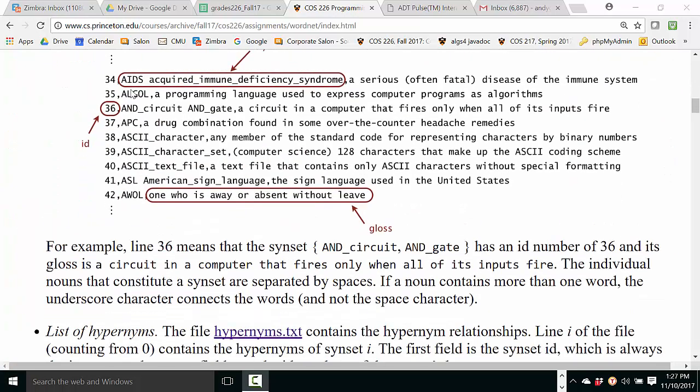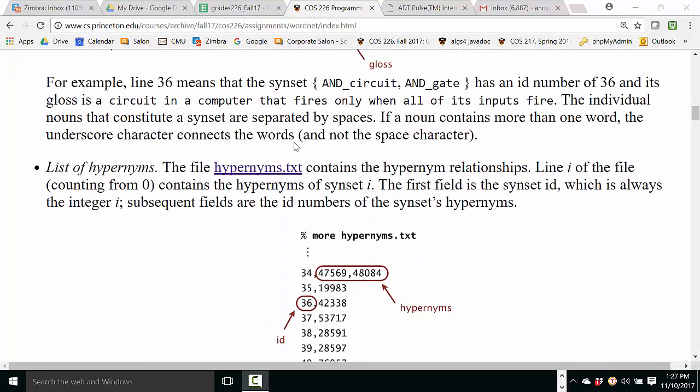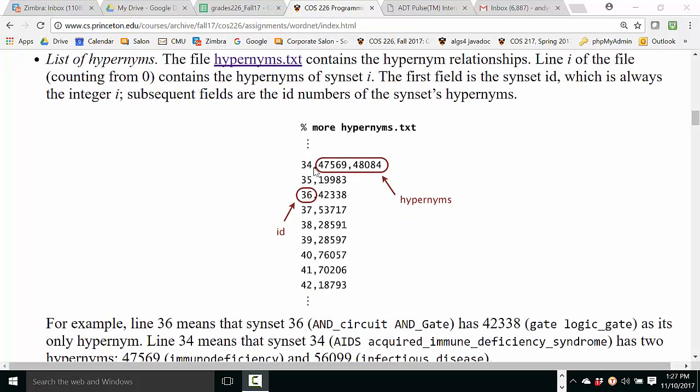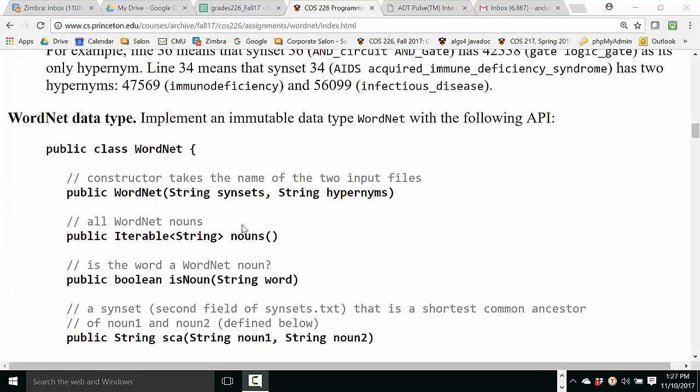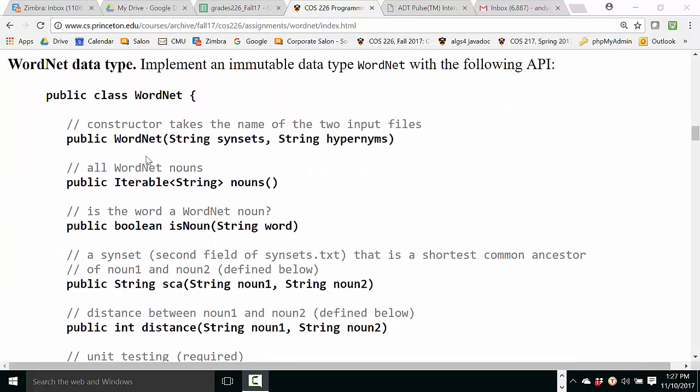So I suggest that you think of a way to come up with some data structures to build those two relationships in a more efficient way, log n or better. Then once you do that, you process your graph. This is your director graph. There's an edge from 34 to that, 34 to this, and so on. So you process that, and you build the director graph. There's a class called digraph, which you can use to build this director graph. Then you try to complete this WordNet API.